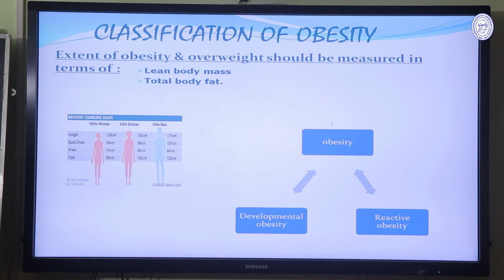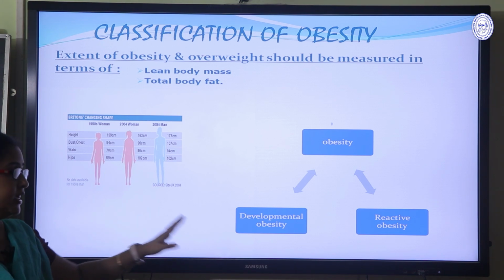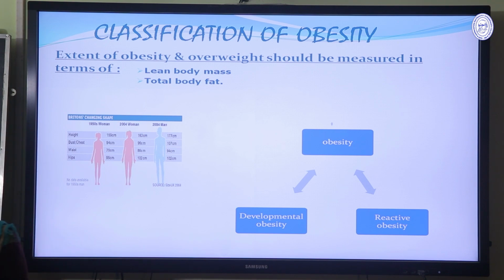This indicates that abdominal obesity, in both males and females, but especially in females, is increasing. This result reflects that. So, if we consider the pattern of obesity, it is of two types: developmental and reactive obesity.